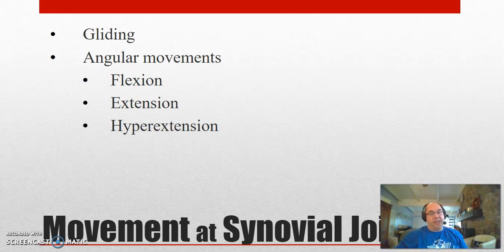You can do the same thing with your hip. If you move your hip forward versus backwards, forwards or anteriorly is flexion, moving it back down underneath of you is extension, and then hyperextension is if you kick backwards.